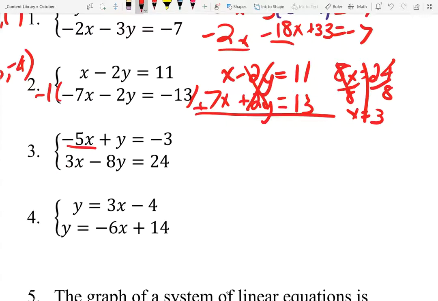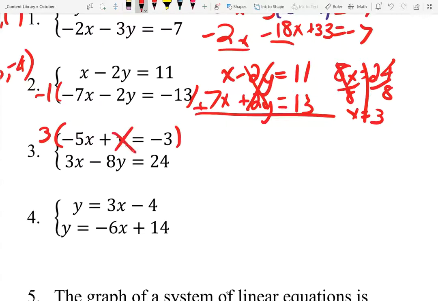So I can make these both 15x. Now again, I need one of them to be a positive 15x, the other to be a negative 15x for them to cancel out. The first equation is already negative, and the second equation is already positive, so let's keep them that way. Let's just multiply the first equation by a positive 3, because 3 times negative 5 will make that number negative 15.